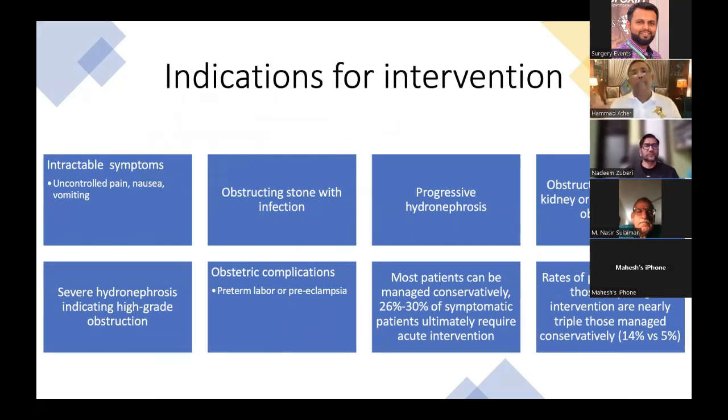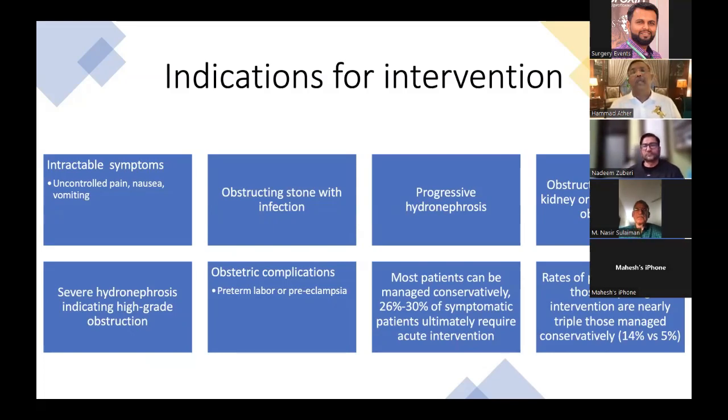So medical management, and we have seen a few cases, and I'm sure all of our experts and our delegates must have seen patients who have failed medical treatment. And when an intervention is indicated, it's because you have intractable symptoms, an obstructing stone with infection, progressive hydronephrosis, obstruction of a solitary kidney or bilateral ureteral obstruction. Bilateral stones are relatively rare. Severe hydronephrosis and high-grade obstruction.